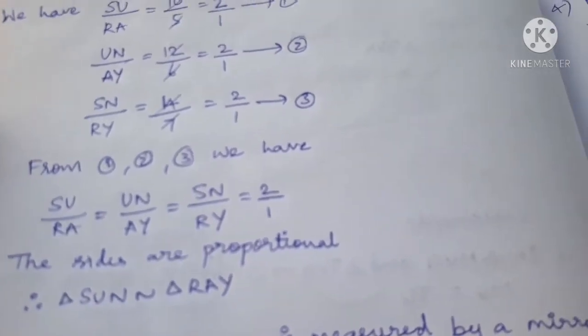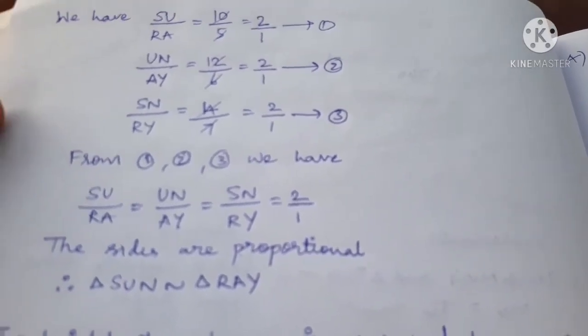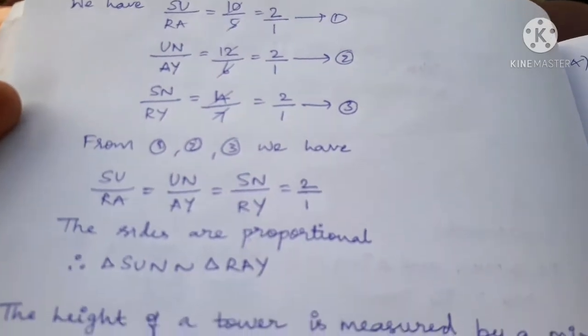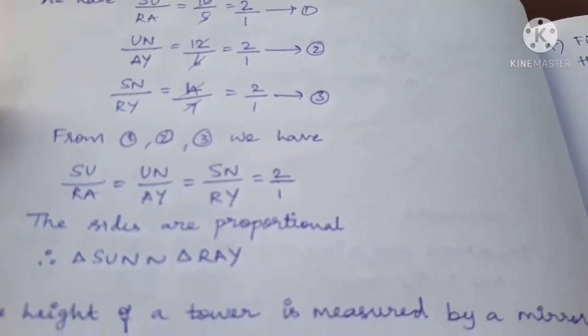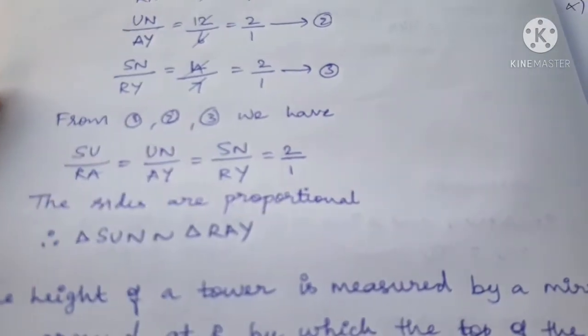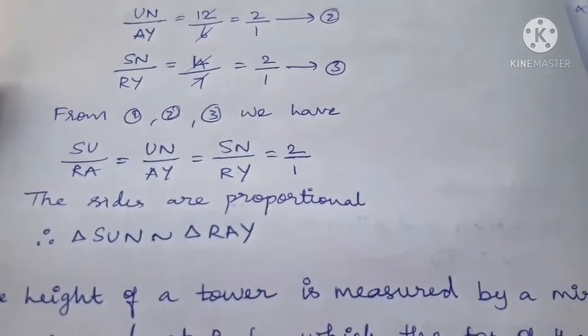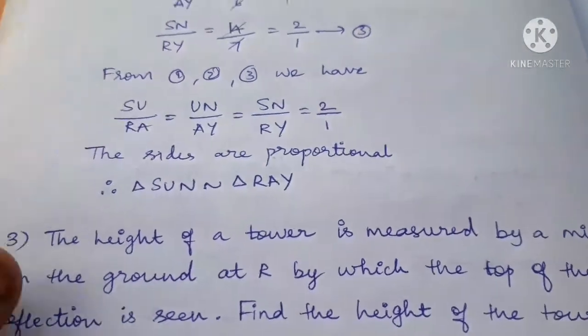From 1, 2, 3 we have, see, all are equal. 2 by 1, 2 by 1 and 2 by 1. So all the elements, that is the lines, are also proportional. SU by RA equal to UN by AY equal to SN by RY equal to 2 by 1. Like that you can write.